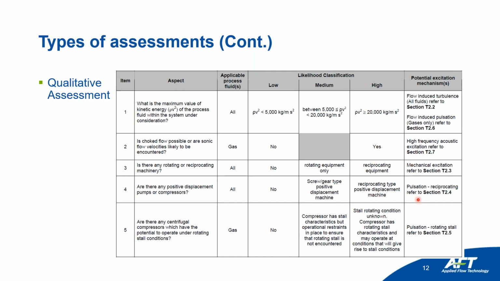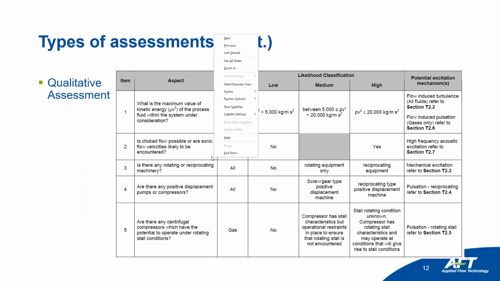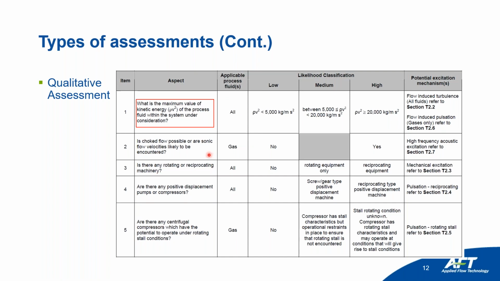So then it provides you guidance in section T2.4. In this webinar, we'll be talking about turbulence excitation, FIV. So we'll be using line 1. The question here is: what is the maximum value of the kinetic energy of your fluid, rho times V squared, of the process fluid within the system under consideration?